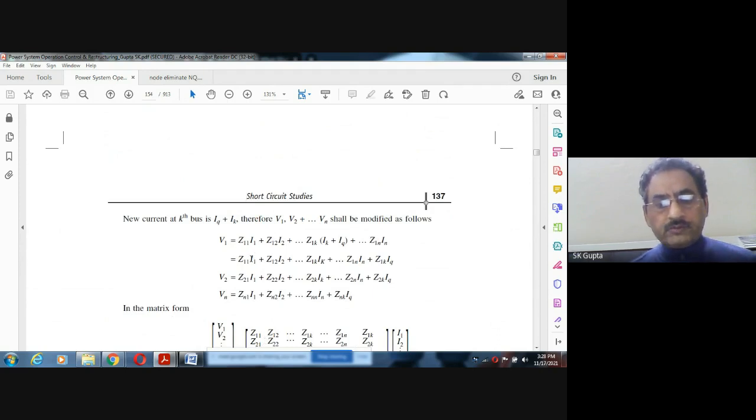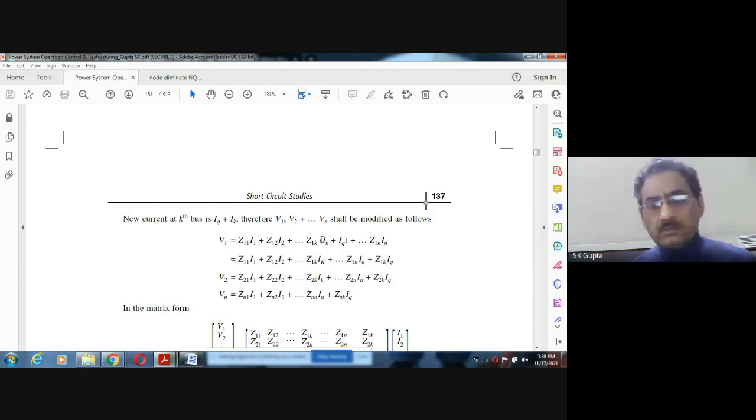So you see V1 is Z11 I1, Z12 I2, Z1k Ik and Z1n In. But in the kth bus there is additional current. So wherever there is a kth current Ik, it will be Ik plus Iq. Similarly in the second equation, when the kth number comes, it will be Ik plus Iq. So this V1 will be like this.